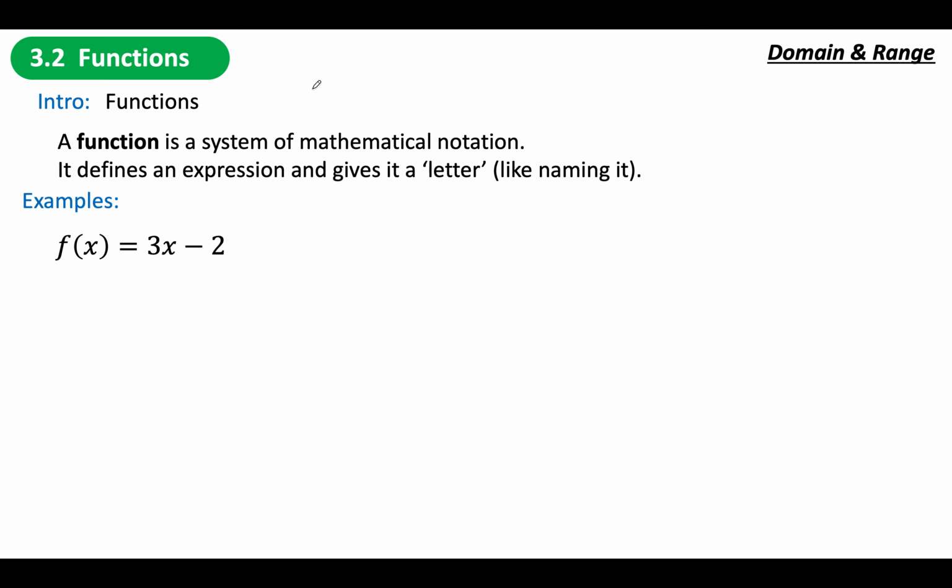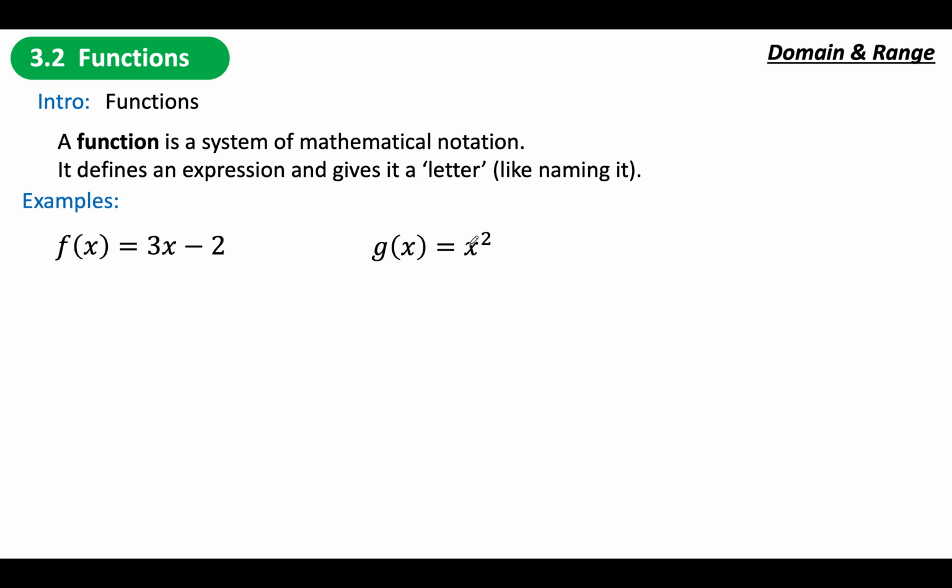That's the exact same expression I had earlier, and we've literally named it. So I now call it f of x because I've defined it. I've said f of x is 3x minus 2. Whenever I talk about f of x, this is the expression I am talking about. It's literally naming something.